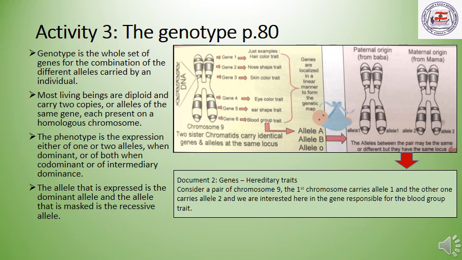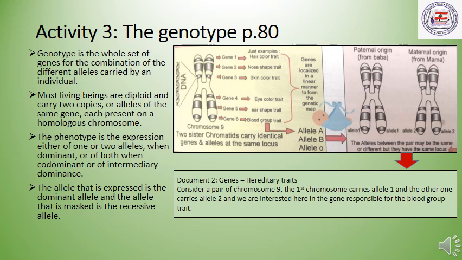What is a genotype? A genotype is the whole set of genes, or the combination of the different alleles, carried by an individual. As shown in the left side of the neighboring document, one chromosome can carry a whole bunch of genes. Most living beings are diploid and carry two copies, which we call alleles, of the same gene. Each of these alleles is present on a homologous chromosome.